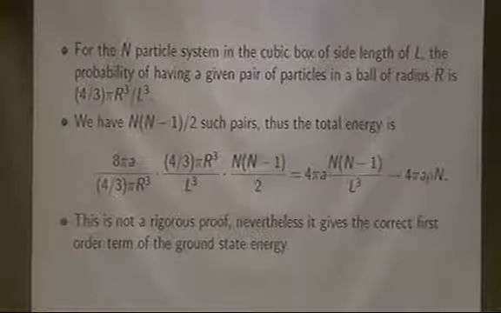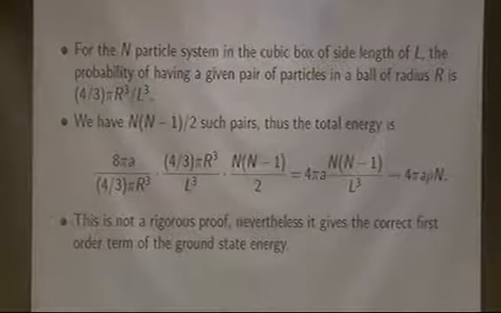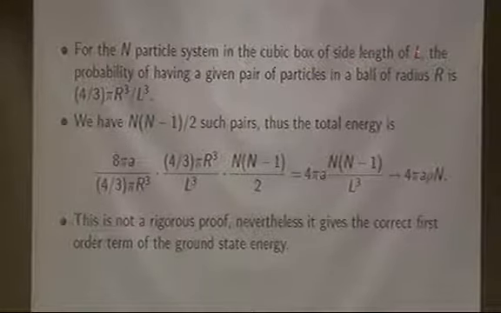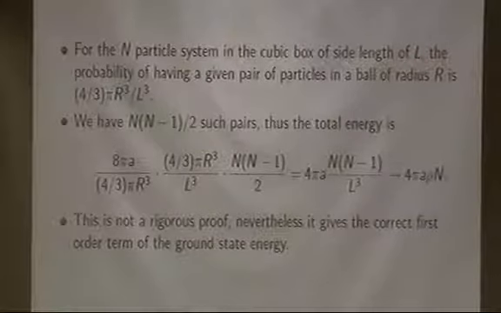Well, we need to consider 2 things. First, when you have an n-particle system in this cubic box of side length L, then the probability of having a given pair of particles in the ball of radius r is the volume of the ball divided by the total volume of the box.